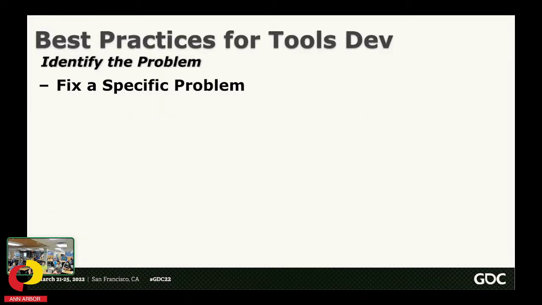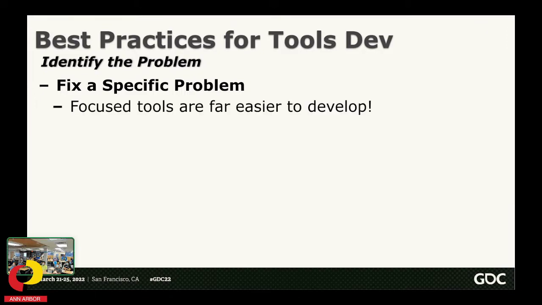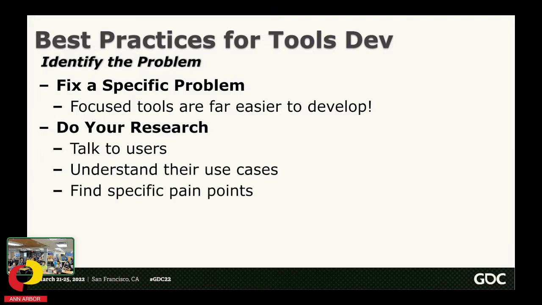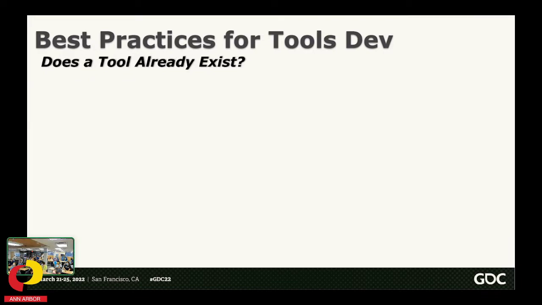When you're making tools, identify a problem. Find a specific problem to fix, because focused tools are a whole lot better in most cases than a random tool that does everything. Talk to users, understand their use cases, what they need, find pain points, and try and fix those specific pain points. And does a tool already exist?